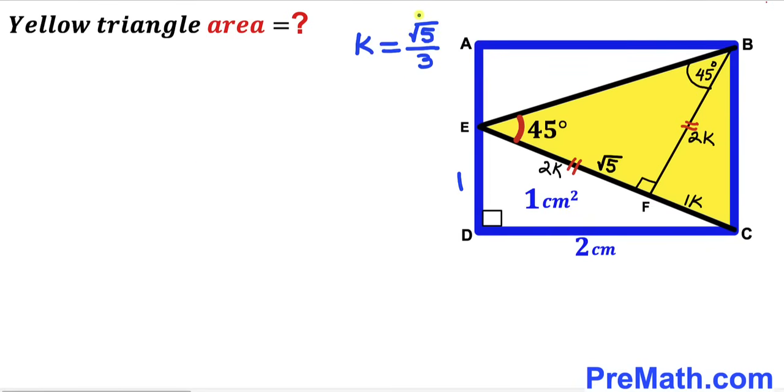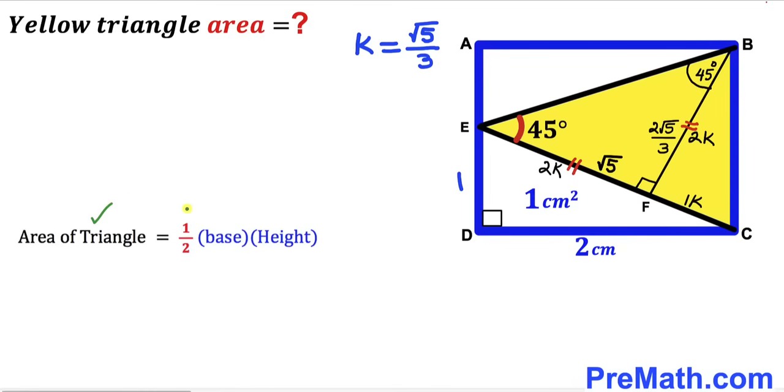And since our k value turns out to be square root of 5 divided by 3, this height 2 times k value is going to be 2 times square root of 5 divided by 3. And here's our final step. Now we are going to calculate the area of this yellow shaded triangle. Let's recall the area of a triangle formula once again. It is equal to 1/2 times base times the height of the triangle. And in our case, the base of this yellow shaded triangle is square root of 5, and the height of this triangle is 2 times square root of 5 divided by 3.